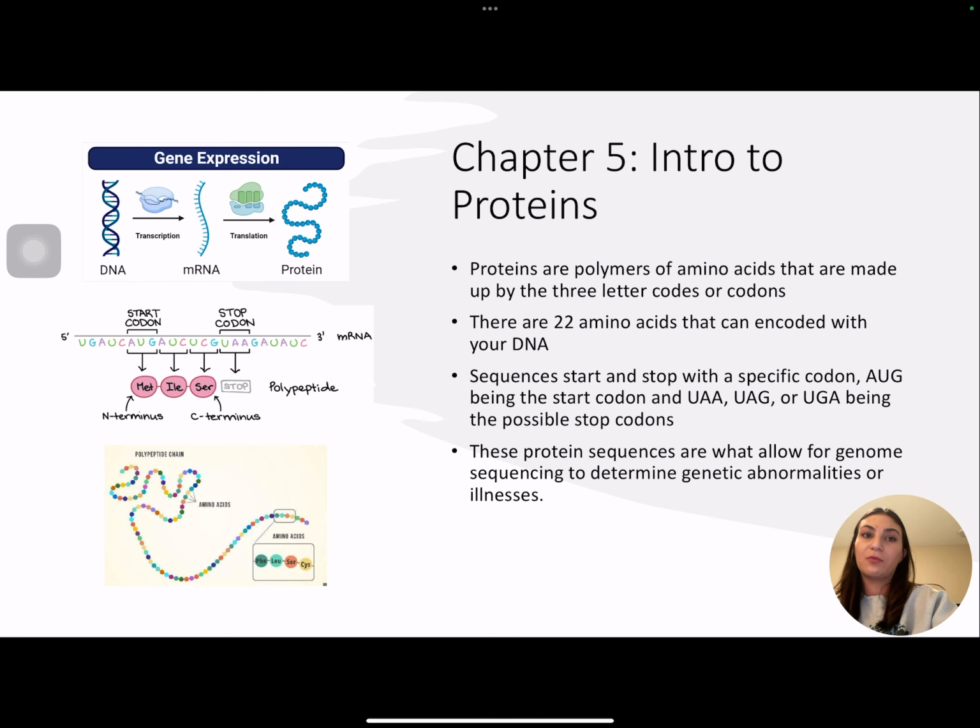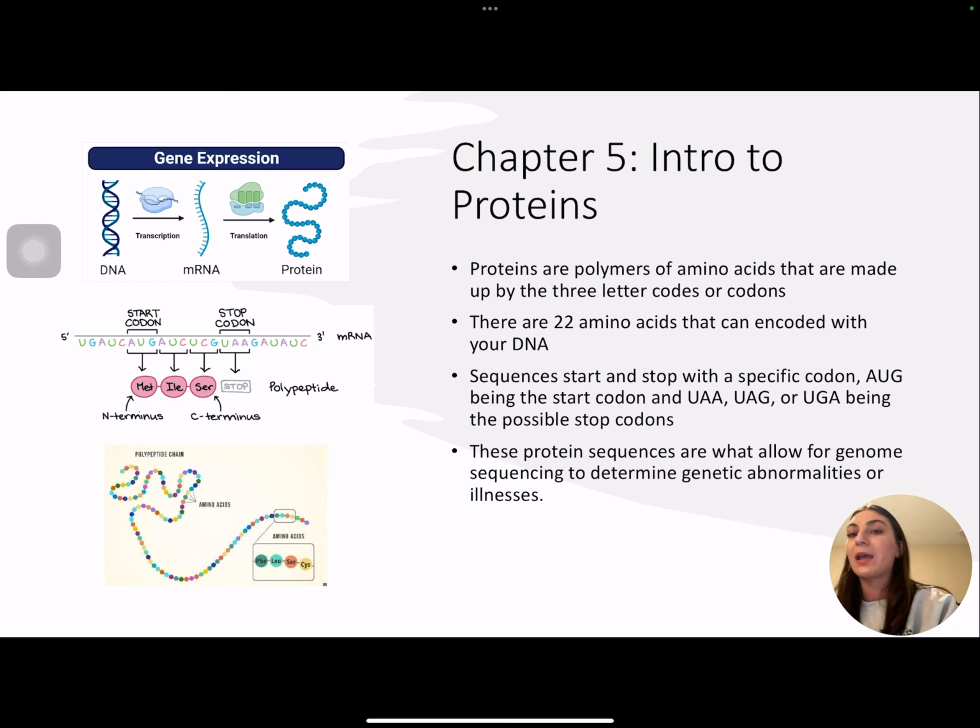Proteins are polymers of amino acids that are made up of 3-letter codes or codons. There are 22 amino acids that can be encoded within your DNA. There are sequences that indicate start and stop with a specific codon, AUG being a start codon, and UAA, UAG, or UGA being the possible stop codons for that sequence. These protein sequences are what allow for genome sequencing to determine genetic abnormalities or illnesses.